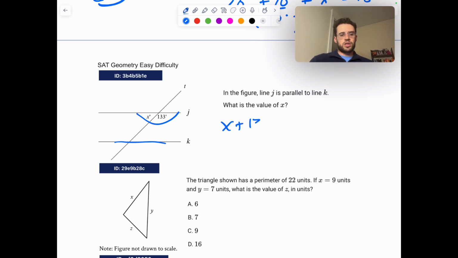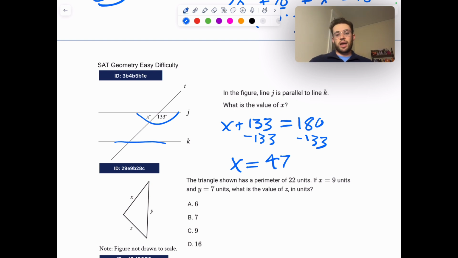So we have x plus 133 is equal to 180. Just subtract 133 from both sides, gives us that x is equal to 47. Right, and that one you might want to check on your calculator, just to be sure. But 130 plus 50 would be 180, and then you just take away 3 from the 50. That's how I did that in my head.